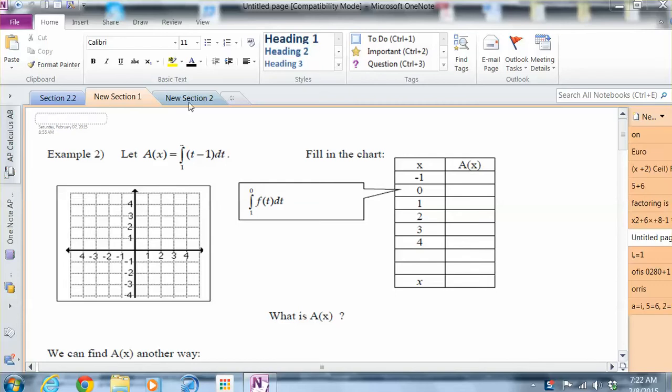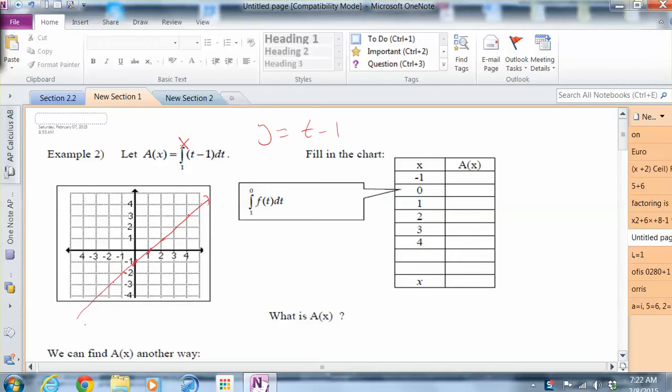Example 2 is asking to integrate from 1 to x of t minus 1 times dt. If you think about t minus 1, that's just a linear function, right? With a y-intercept of negative 1 and a slope of 1. So let's go and plot that.